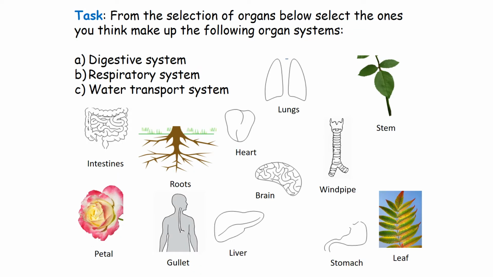Okay, so for your next task, I would like you, from the selection of organs on your screen, to select the ones you think make up the following organ systems. So the digestive system, the respiratory system, and the water transport system. Now, the water transport system is found in plants. It is important to remember that plants are also made up of cells, tissues, organs, and organ systems. We will be looking at those in a bit more detail in a later lesson. Okay, so pause the PowerPoint here and see how you get on.